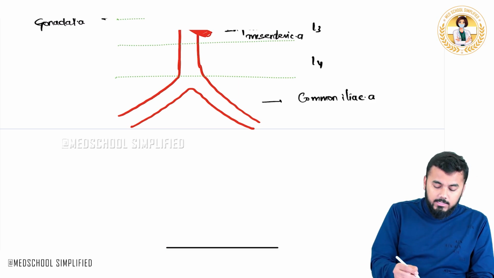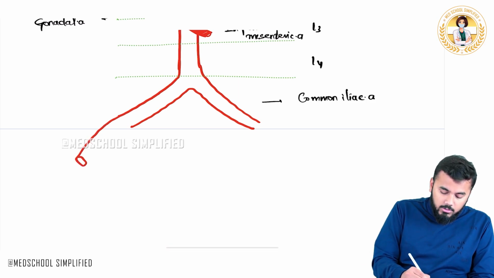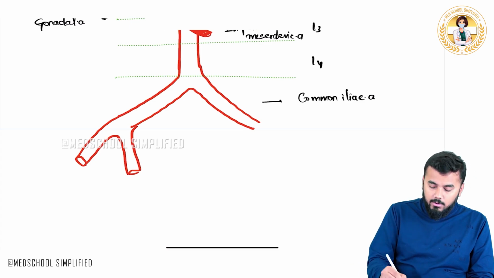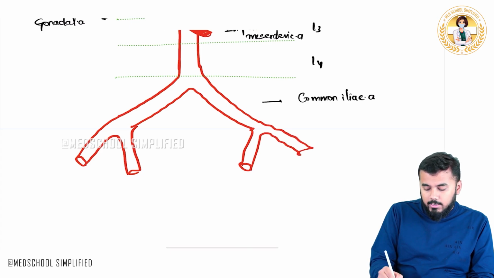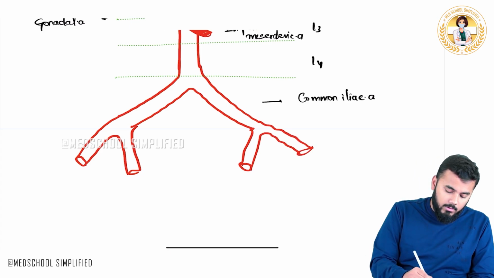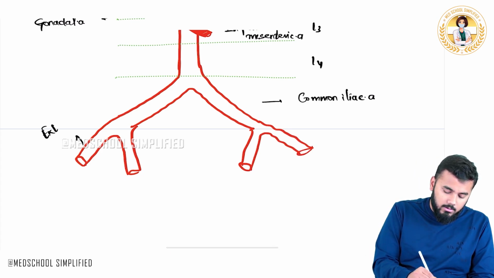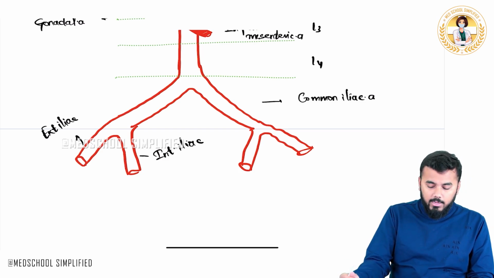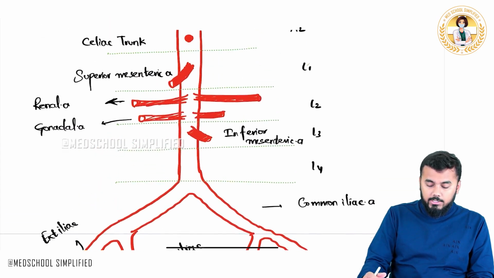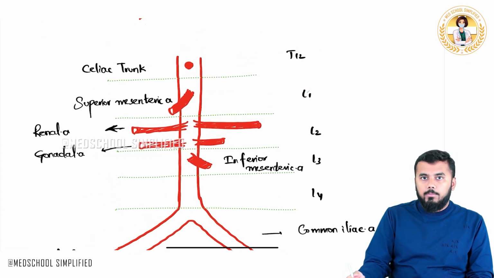Now the common iliac arteries in turn divide into two. One is called the external iliac, and the one which is coming inside is called the internal iliac, right? So this will be your internal iliac and this will be your external iliac. Okay, this is your external iliac and this is your internal iliac. Okay, so these are the very important branches, guys, which you need to know regarding the abdominal aorta.